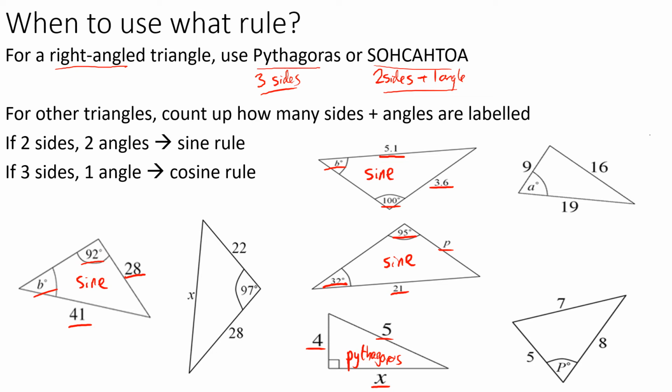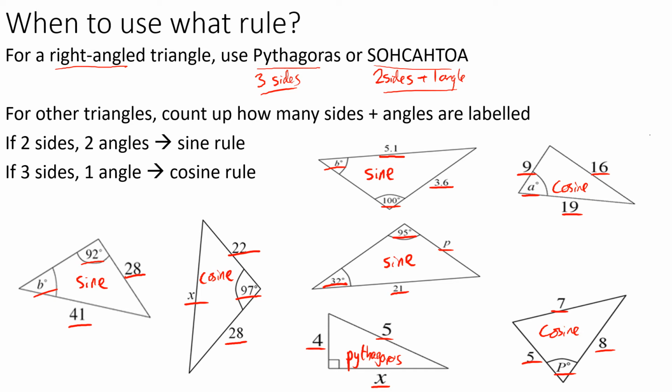And then what's left? Well, none of the other ones are right angled, so we can ignore that. This one here has 1, 2, 3 sides and an angle. So that's a cosine rule question. 1, 2, 3, and an angle, cosine.